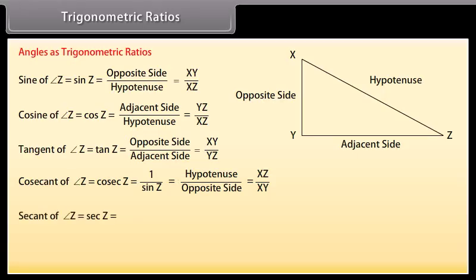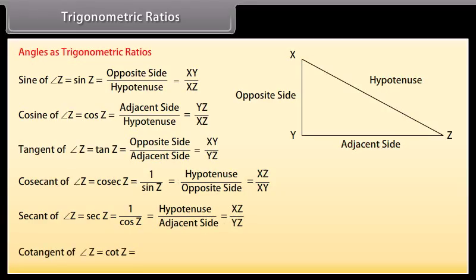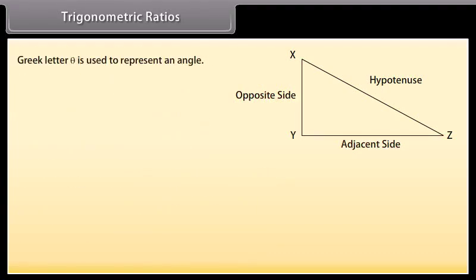Secant of angle Z is equal to sec Z equals 1 upon cos Z equals hypotenuse upon adjacent side. Cotangent of angle Z is equal to cot Z equals 1 upon tan Z equals adjacent side upon opposite side. Greek letter theta is used to represent an angle.